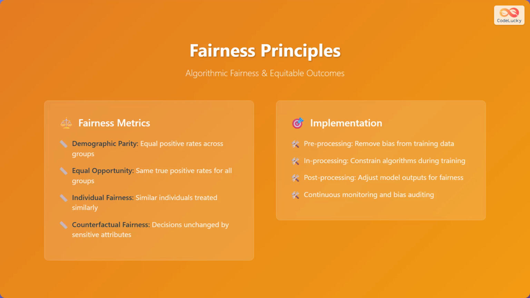There are several ways to implement fairness. Pre-processing involves removing bias from the training data before it's used. In-processing involves constraining algorithms during training to prevent bias. Post-processing involves adjusting model outputs to ensure fairness. Continuous monitoring and regular bias auditing are essential for maintaining fairness over time.